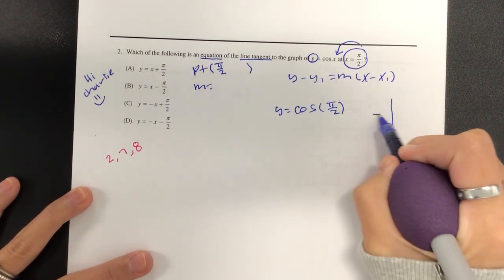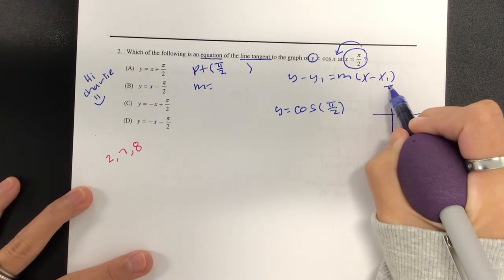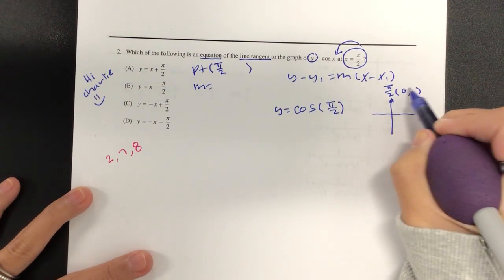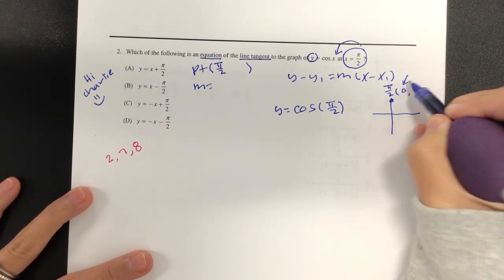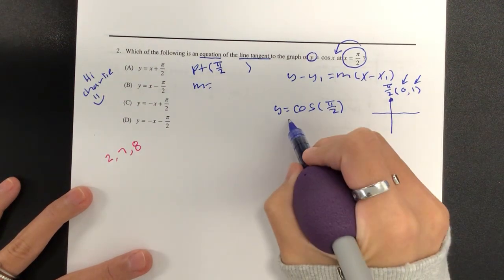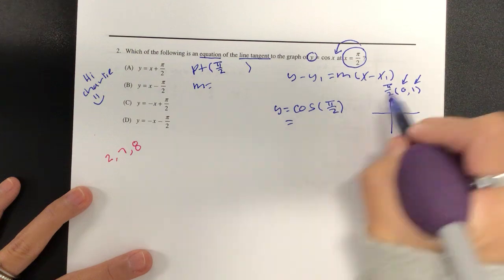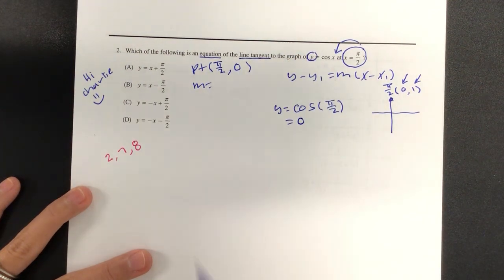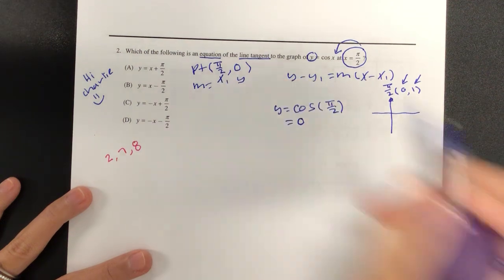And pi over 2 is a quadrantal, which goes right here. What was the ordered pair of pi over 2? 0, 1. Very good. That means cosine is 0 and sine is 1. Do we all see that? Okay? So that means cosine of pi over 2 is going to be 0. So that's our x1 and y1.